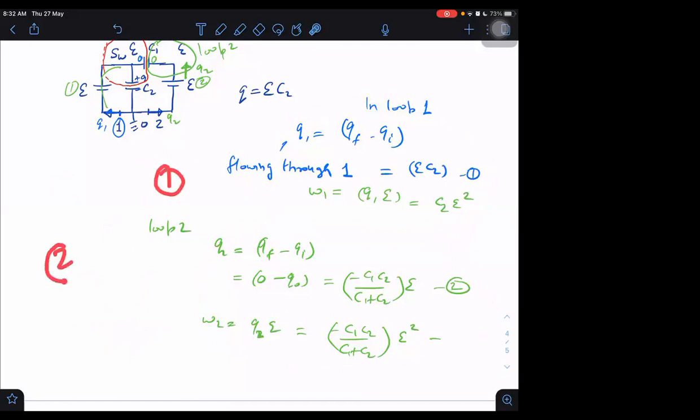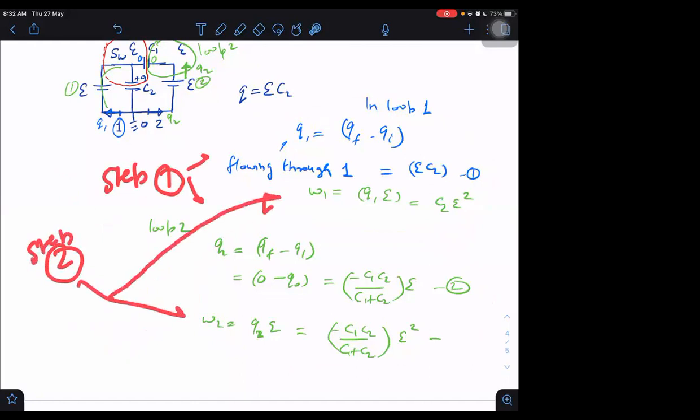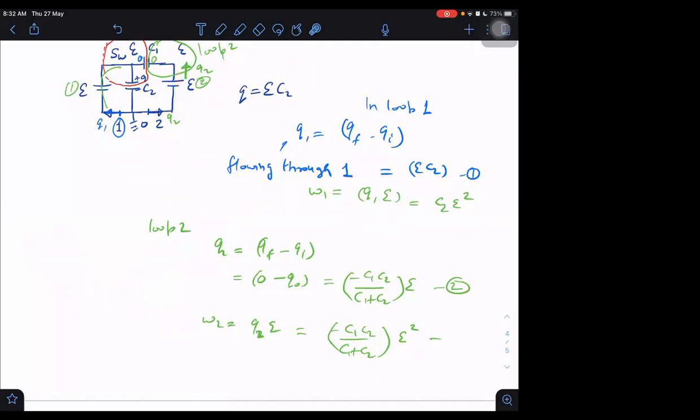What is the second step after that? Step 1 is to determine the charge. Step 2 is to write the work done equation. In that work done equation also, be careful. If the charge which you have determined is going away from the positive terminal, then positive Q into E. If charge is entering the positive terminal, then work done will be minus Q into E. Write the equation appropriately.